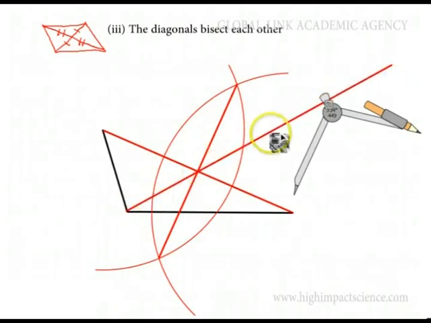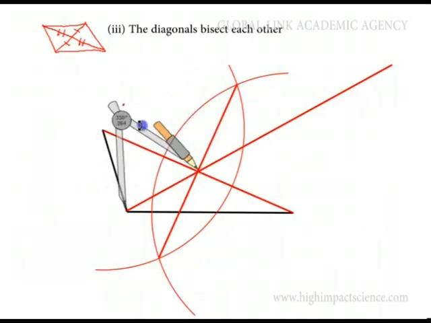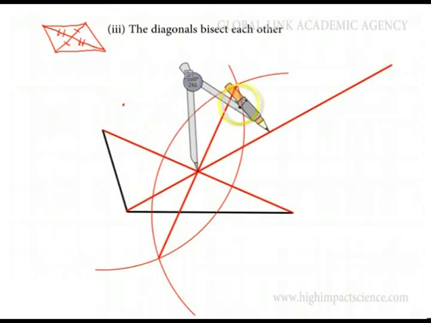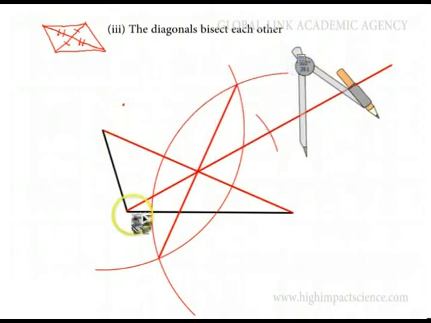Now I need to locate the other corner. I know this is the midpoint, so it's just getting the same distance on the other side of the line. Measure that and copy it on this side. That is the point. And now I can complete the figure.